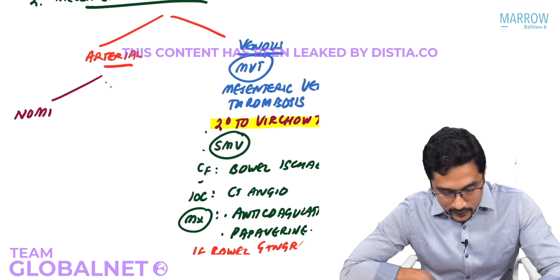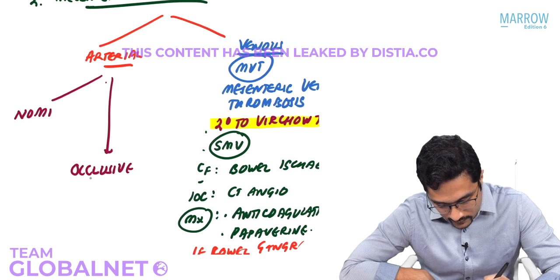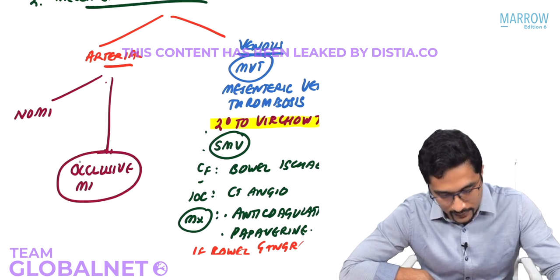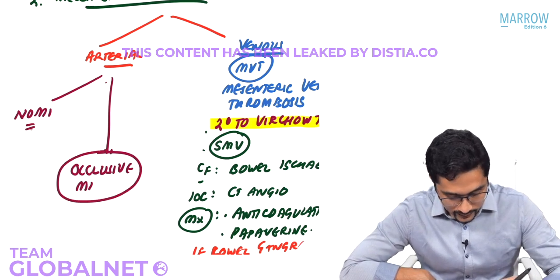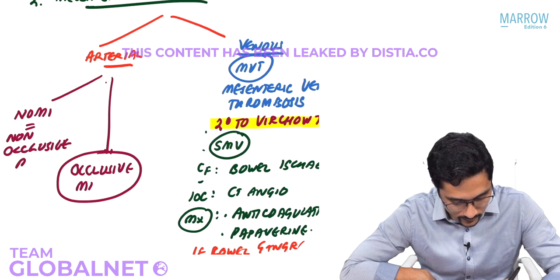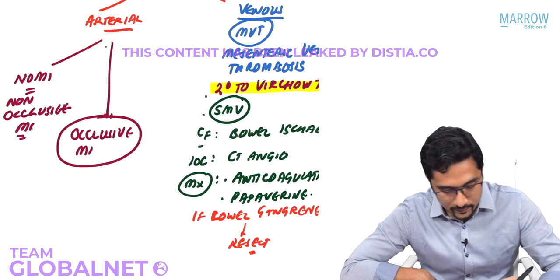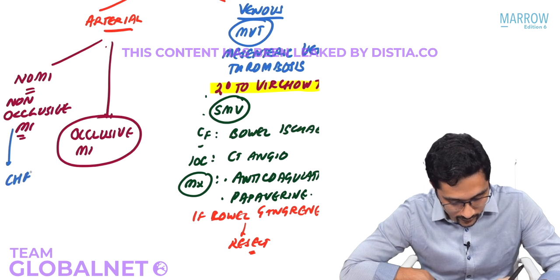Arterial causes can either be NOMI or you can get occlusive mesenteric ischemia. Occlusive MI, that is mesenteric ischemia. NOMI is non-occlusive mesenteric ischemia. So non-occlusive mesenteric ischemia is seen in patients with congestive heart failure.